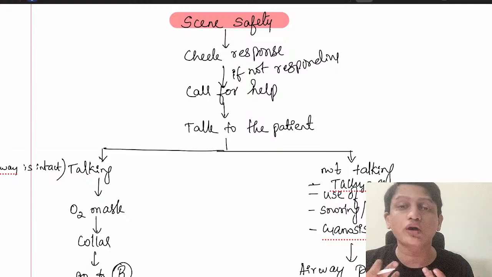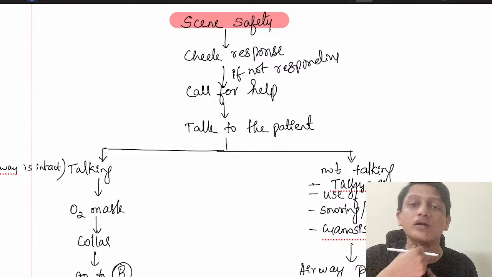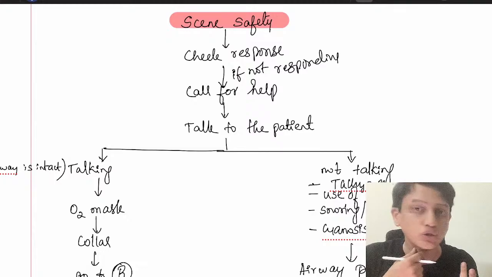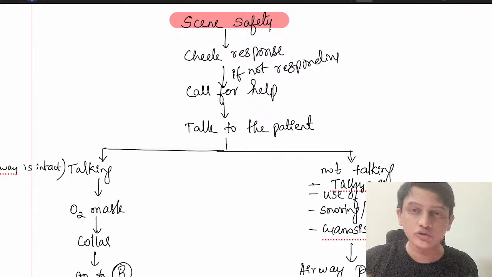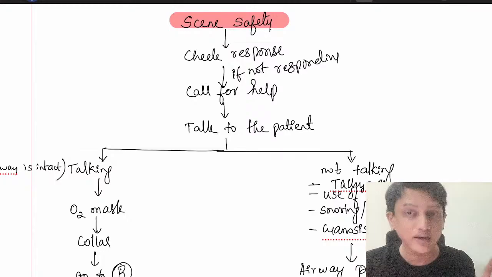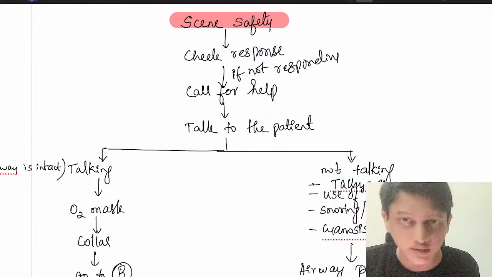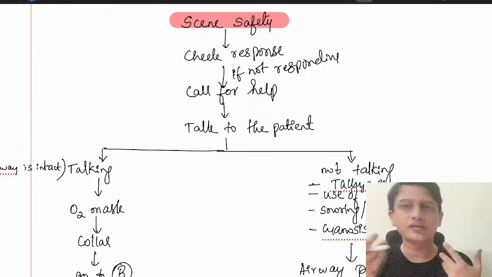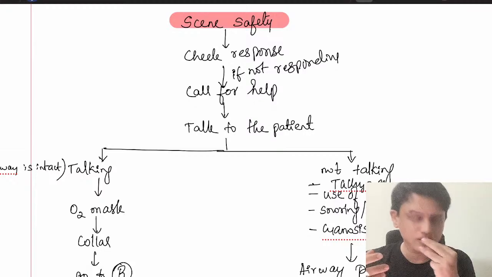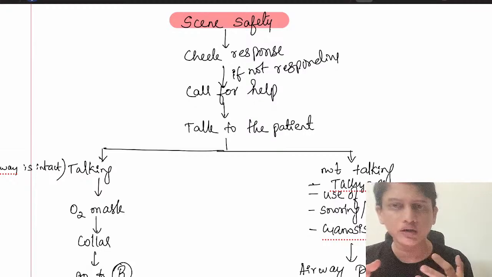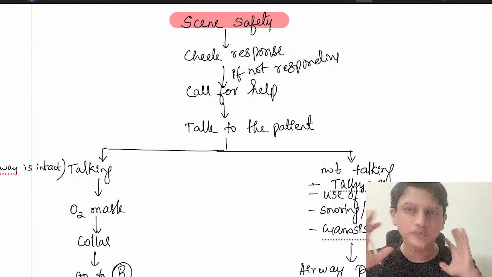When you are able to talk, see, if some peanut has gone into your trachea, are you able to talk? No. When there is obstruction, you can't talk. So the patient talking means the airway is not compromised, the airway is not obstructed. So then if there are some breathing issues, you can use some oxygen mask if it's available, okay, or then you put an airway immediately.